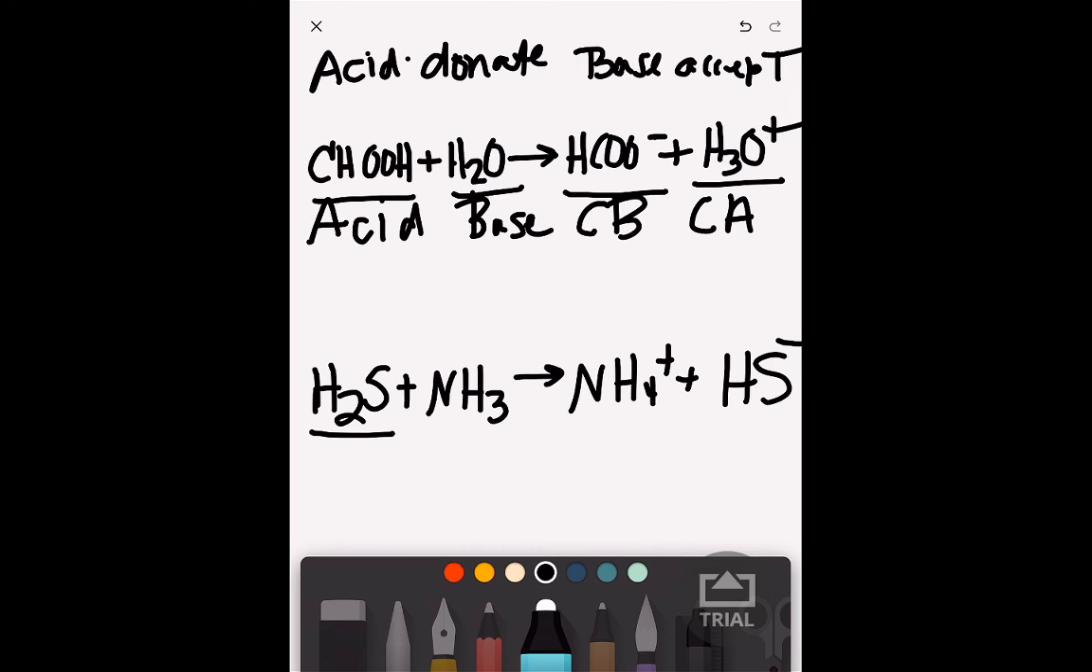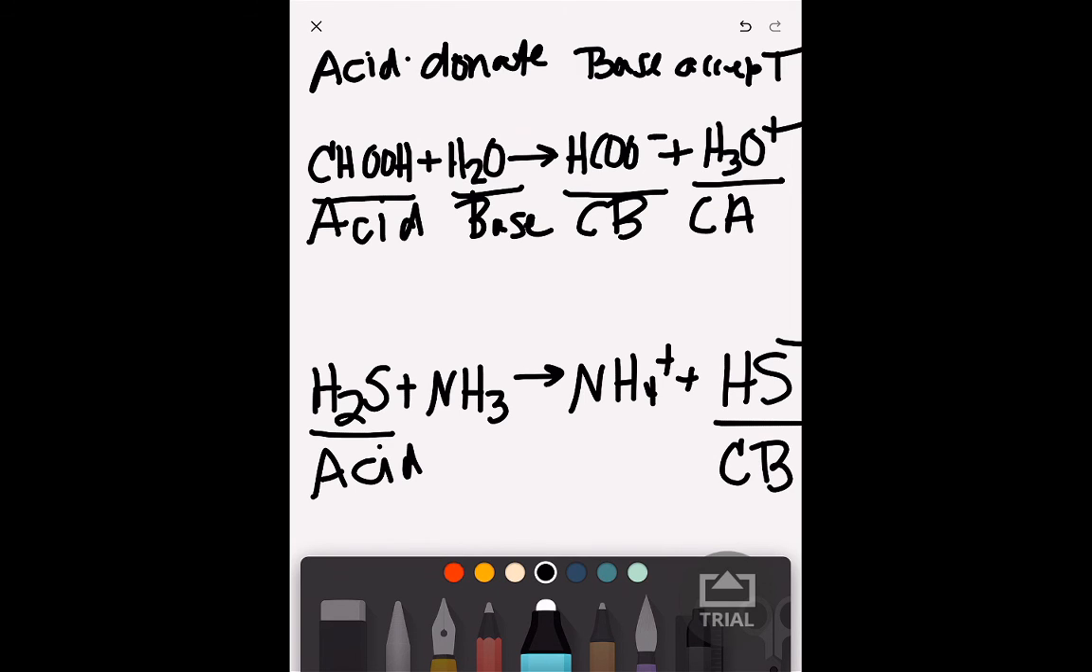Okay, the next one, H2S. What did it become? Well, it looks like it became this. H2S became HS. So what did it do to become HS? Well, it got rid of a hydrogen ion. It's missing one. Here it has 2 H's, here it only has 1. Since it got rid of or donated a hydrogen ion, that is our acid, and the HS would be our conjugate base.